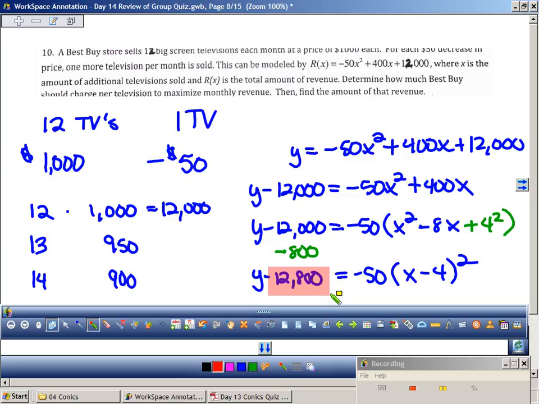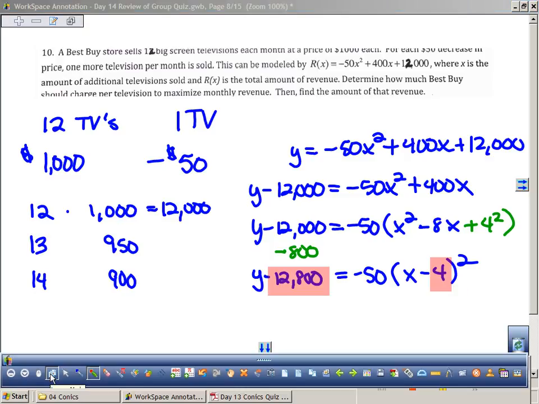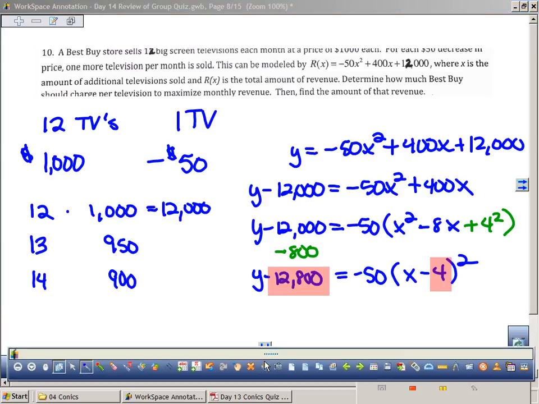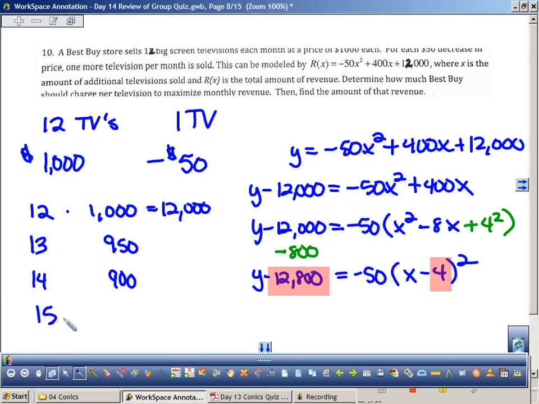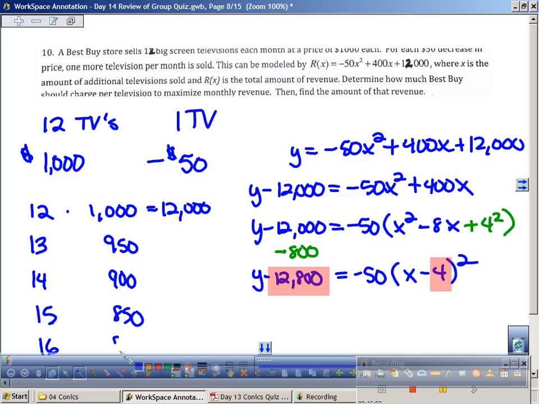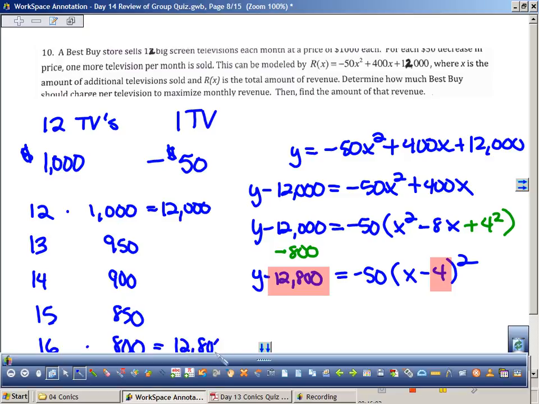Where this is my maximum revenue, and this is how many additional televisions I would sell. 1 additional would be $950. 2 additional would be $900. 3 additional would be $850. 4 additional would be $800. What's 16 times 800? 12,800, which is the same amount I got here. Okay?